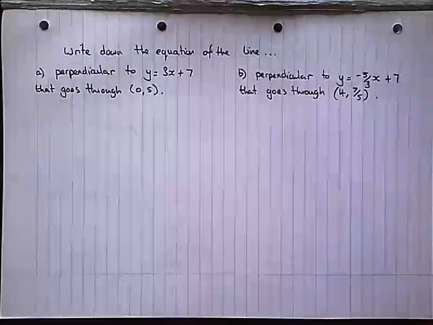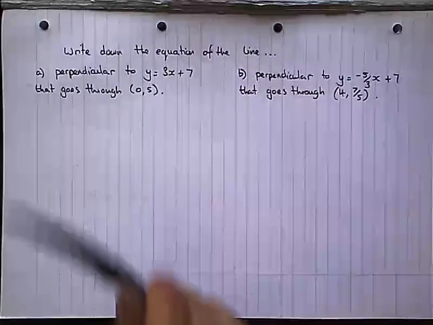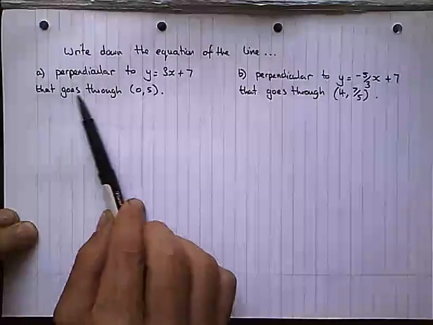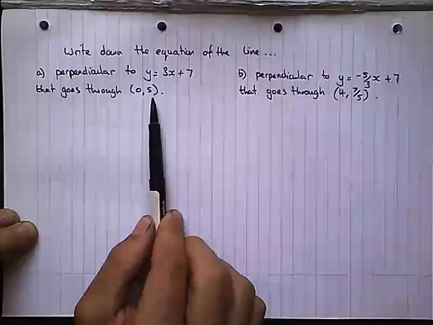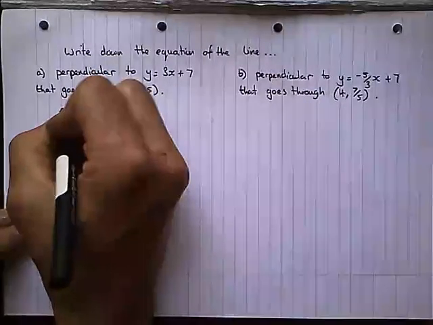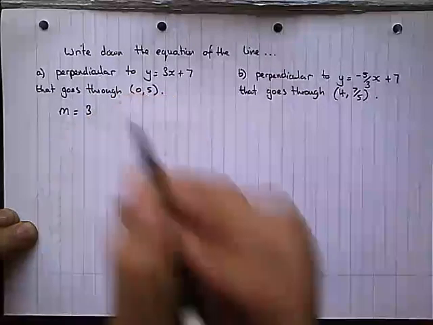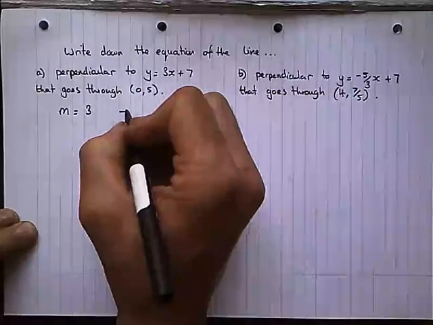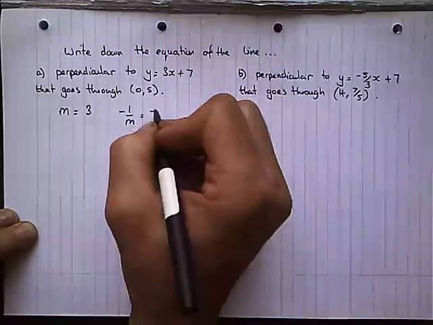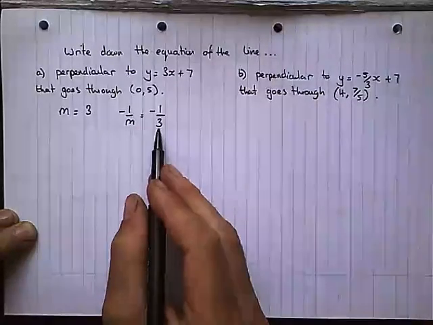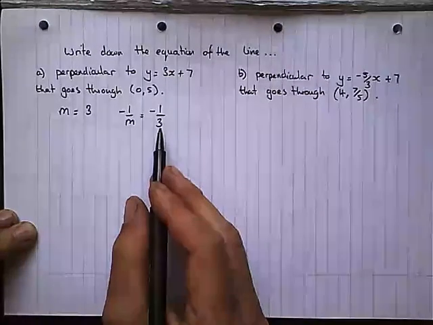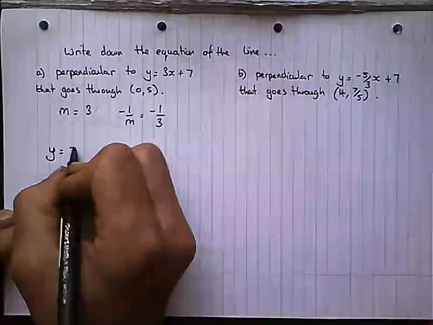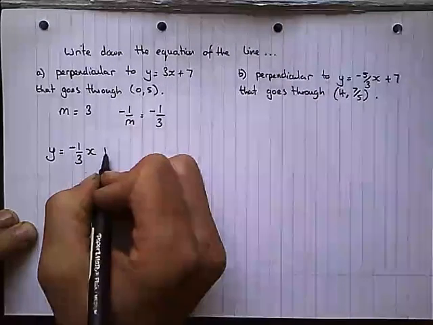Write down the equation of the line. The first example is perpendicular to this equation of a line, and it goes through the point 0, 5. So the gradient m equals 3. What we want is the negative reciprocal, so -1 over m equals -1 over 3. So the gradient of the new line, the perpendicular line, is -1 over 3. So we've got y equals -1/3 lots of x plus c.